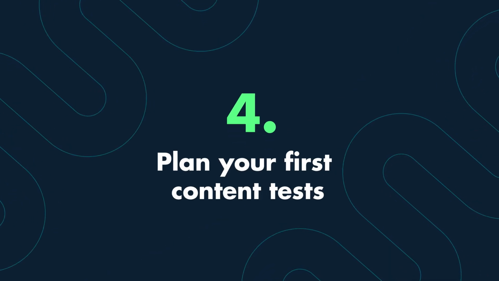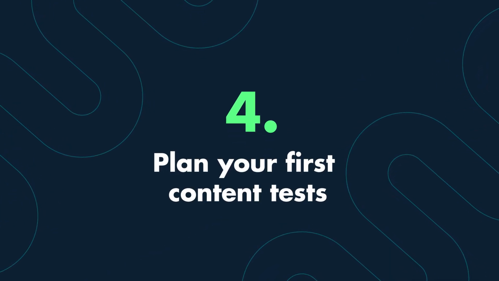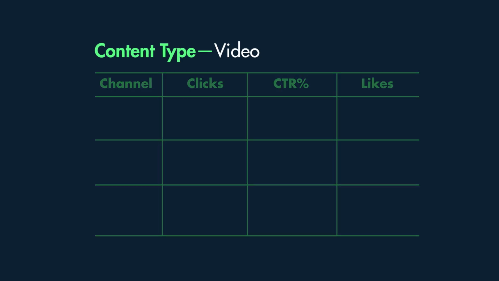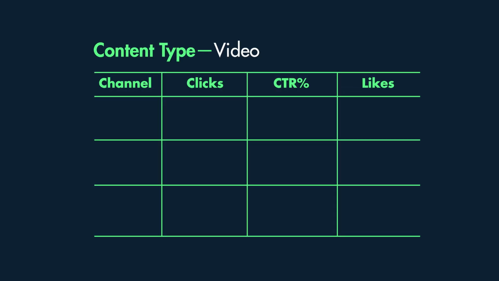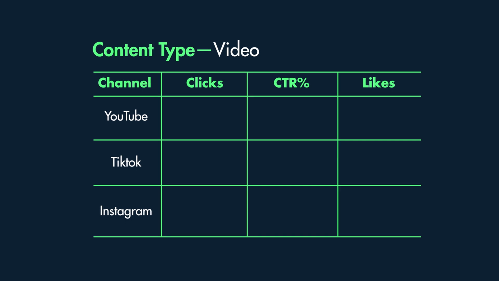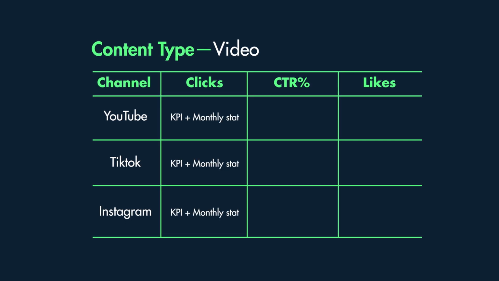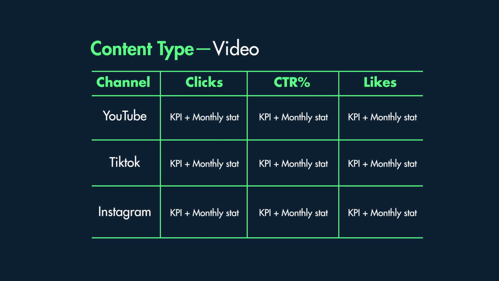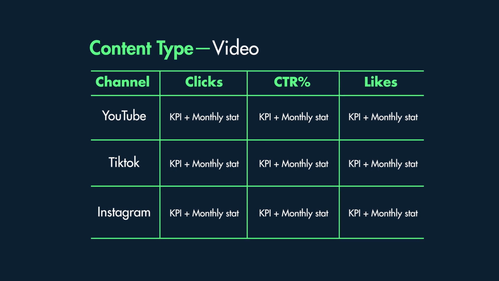Step 4, plan your first content tests. Based on your content audit, keyword research, and social listening, you should have some solid theories on what content will work and where it will work. To test those theories, you'll want to set up a testing framework by doing the following. Match the content formats to distribution channels and assign key performance indicators based on those baseline metrics from step 1. This is how you will evaluate the performance of your content.